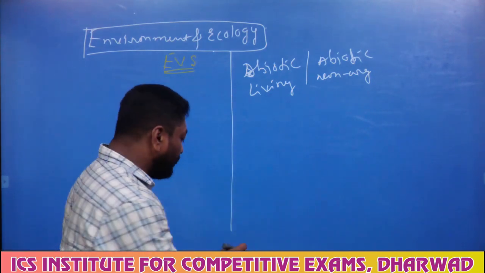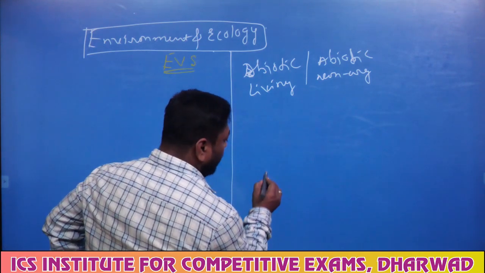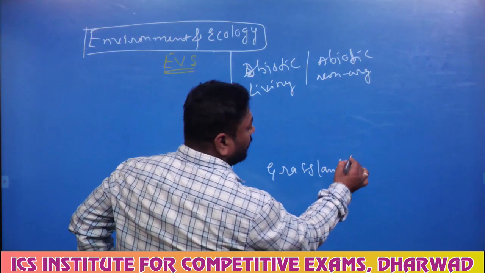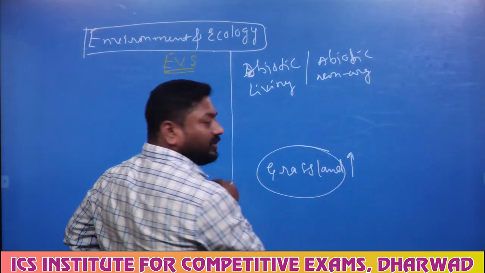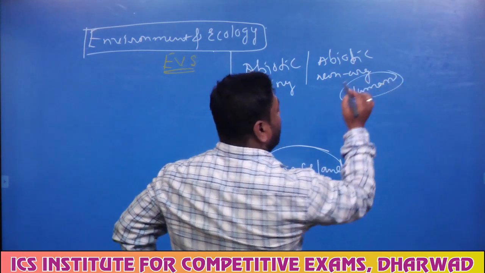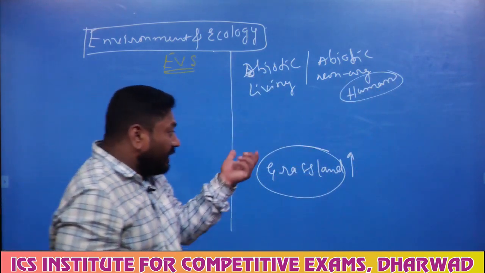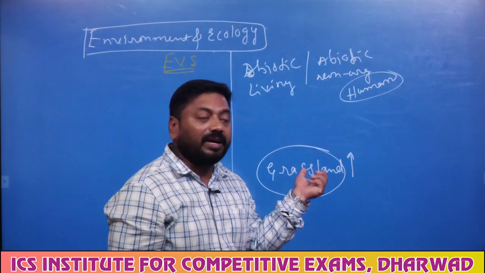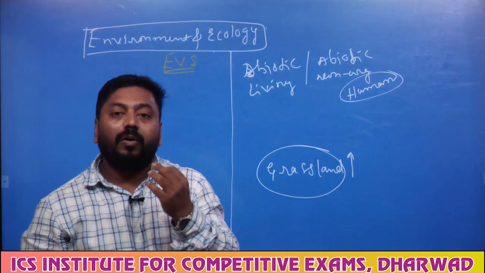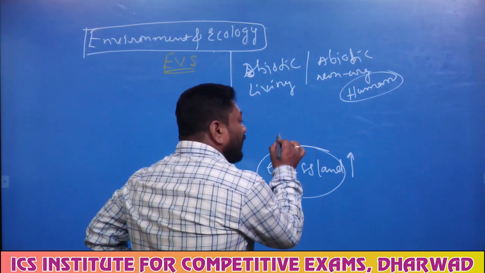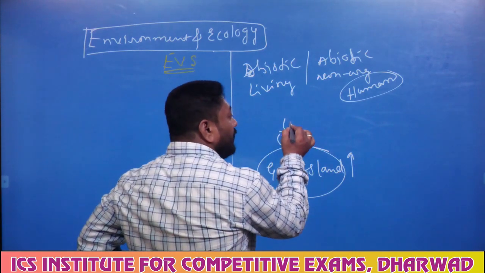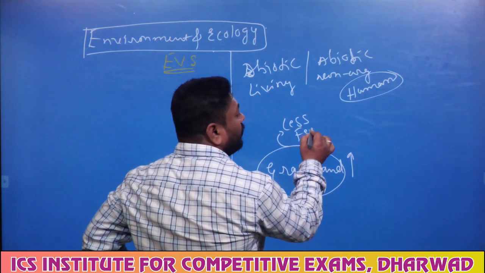I will take another simple example. If grassland is going to increase on the surface of the earth, is it going to affect human beings? Yes, obviously it will affect, because the grass is going to utilize more fertility of the soil, making it less fertile.